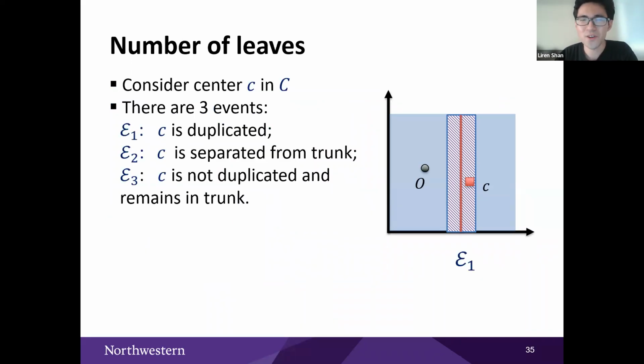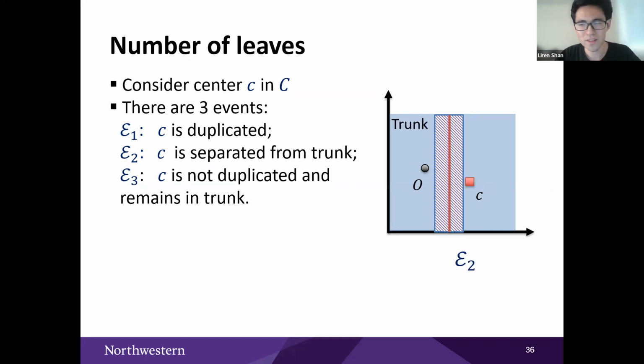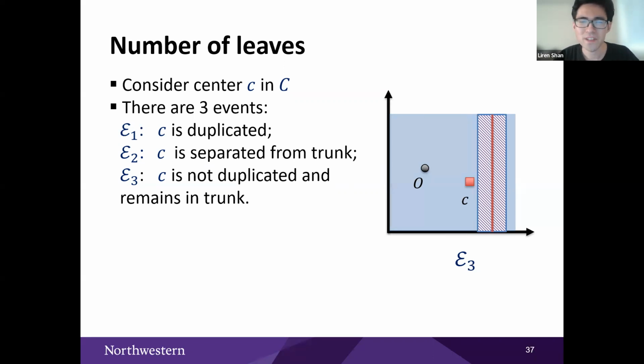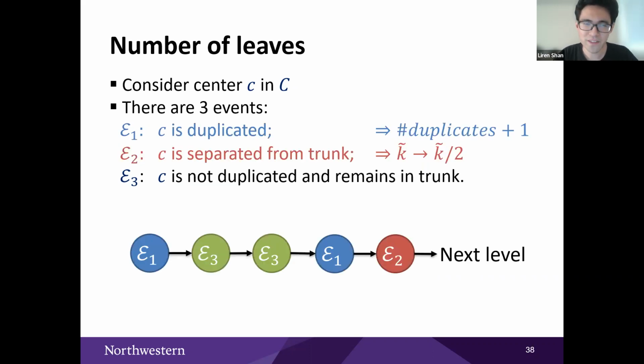Now we turn to the analysis of the number of leaves given by our algorithm. Consider any fixed center c. There are 3 different events that can happen in one iteration. Event 1 happens if c is duplicated. Event 2 happens if c is separated from the trunk. Here the trunk is defined as the region that contains the median or the origin. Event 3 happens if c is not duplicated and remains in the trunk. Among these 3 events, event 1 and event 2 are the most interesting.